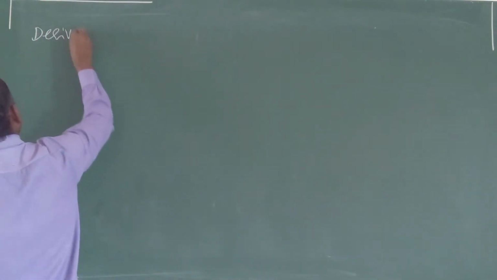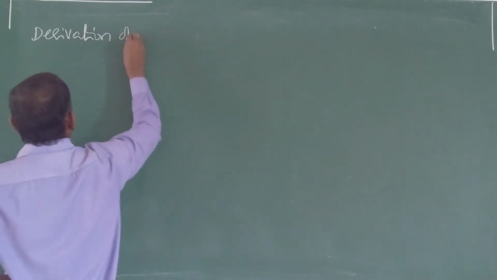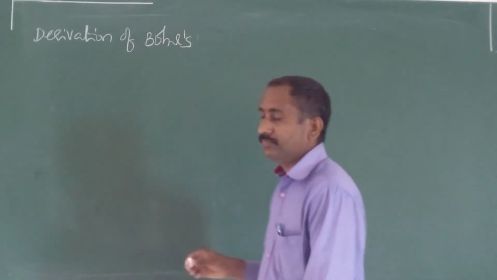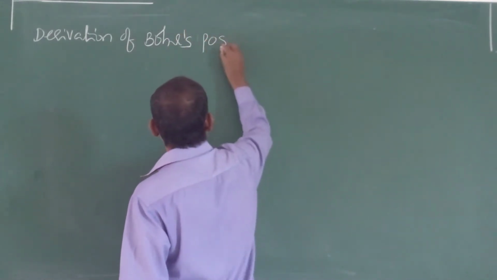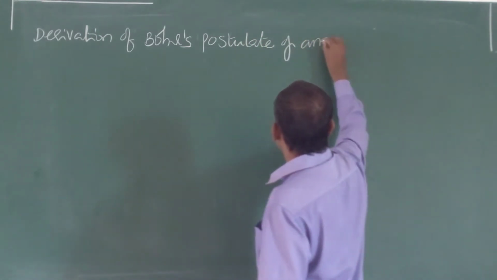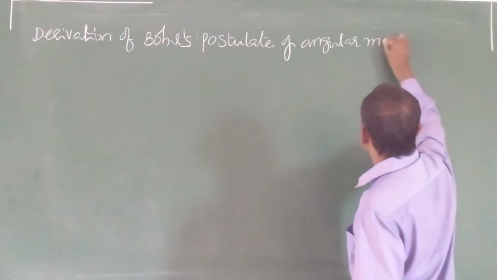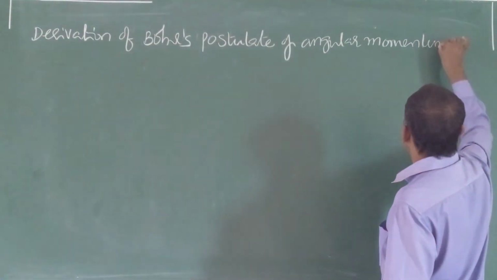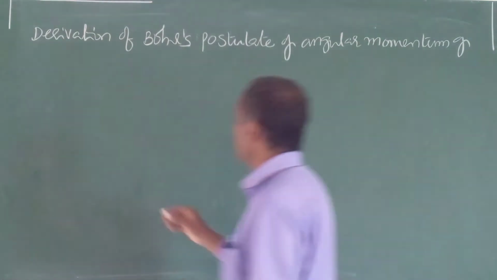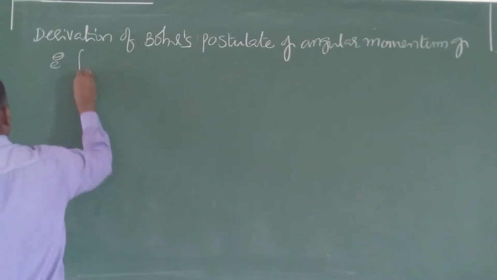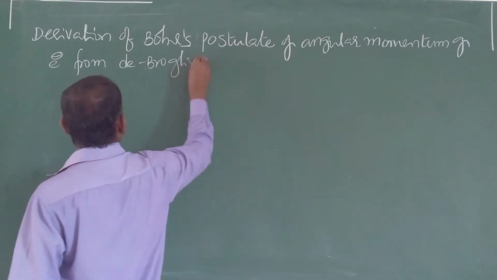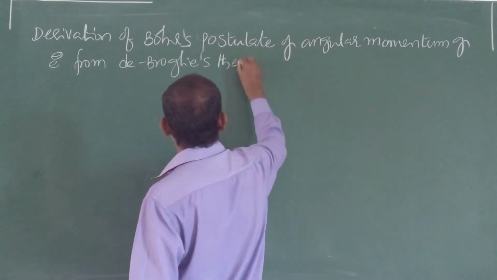Derivation of Bohr's postulate of angular momentum of electron from de Broglie's theory.